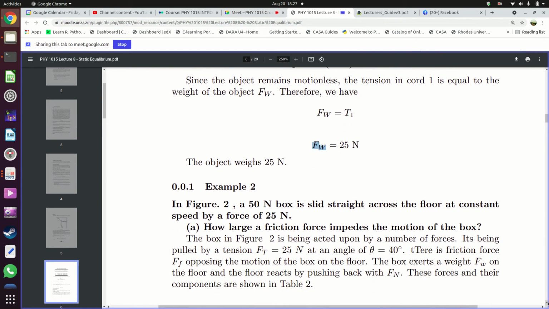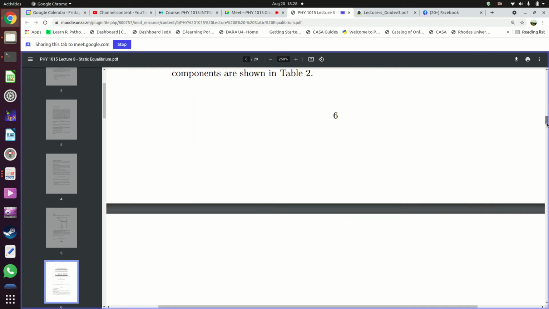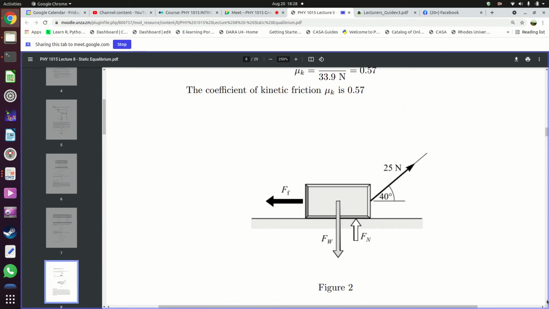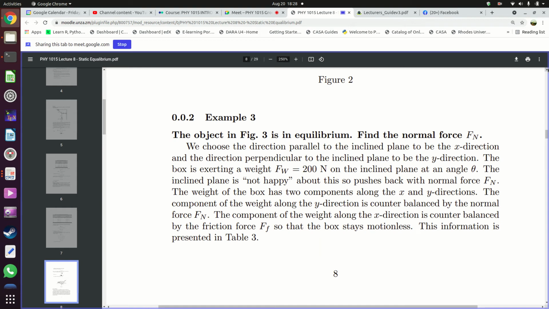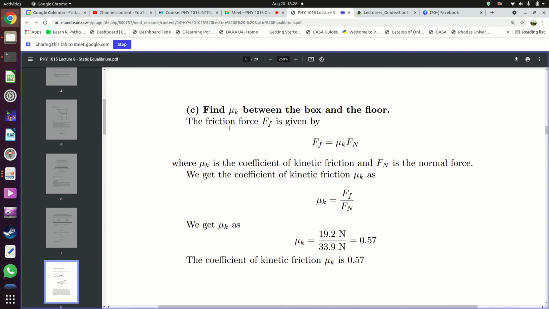Example number 2. Now, in example number 2, as shown in figure 2, a 50 newton box is slid straight across the floor at constant speed by a force of 25 newtons. So the question being asked is, how large is the friction force which impedes the motion of the box? Then B, how large is the normal force? Then C, find the coefficient of kinetic friction between the box and the floor.